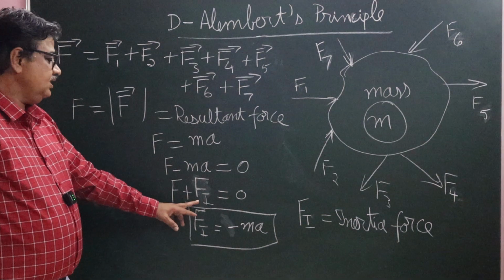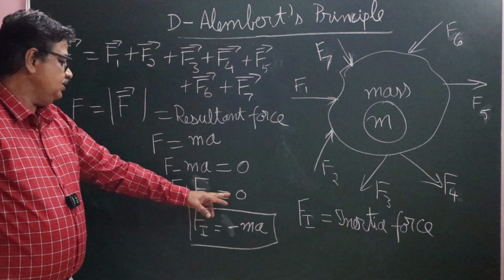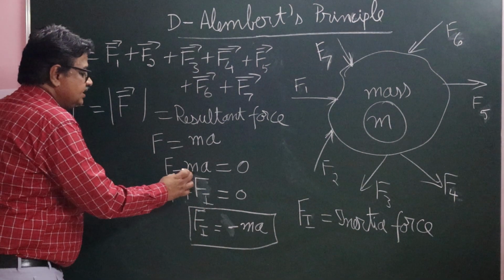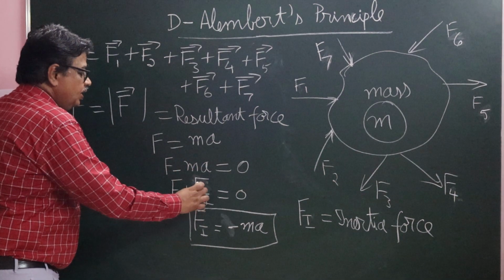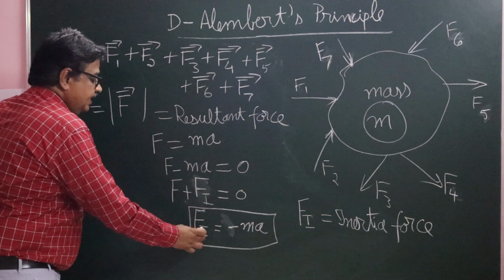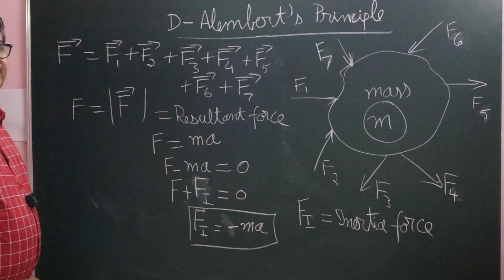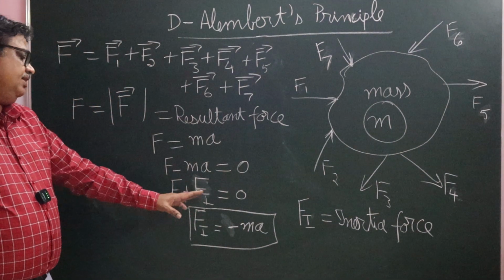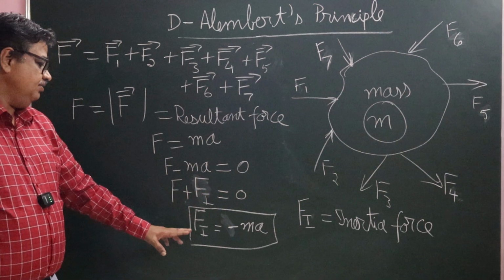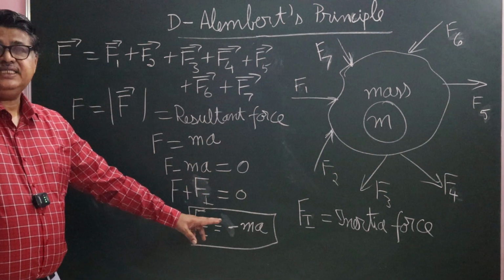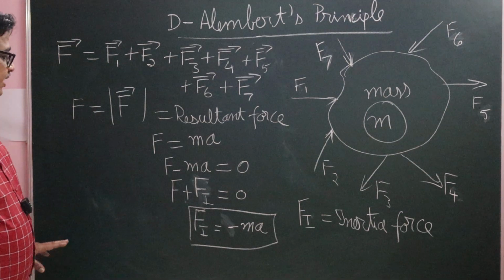F plus Fi is equal to 0, right? I call this F minus ma is 0. Fi is equal to minus ma, where minus ma is the inertia force. Fi is equal to the inertia force, which is minus ma, right?